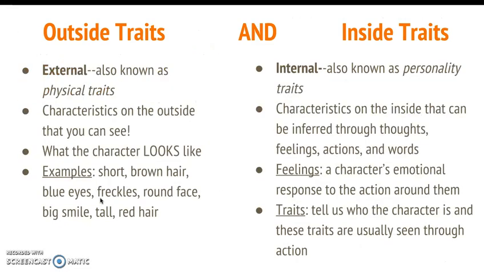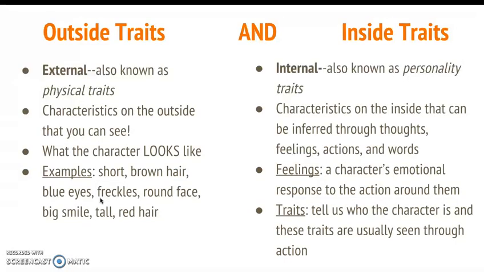So outside traits are external, also known as physical traits. These are characteristics on the outside and what we can see. This is basically what the character looks like. Some examples are short, brown hair, blue eyes, freckles, round face, big smile, tall, red hair. And then we have inside traits. These are internal traits, also known as personality traits.